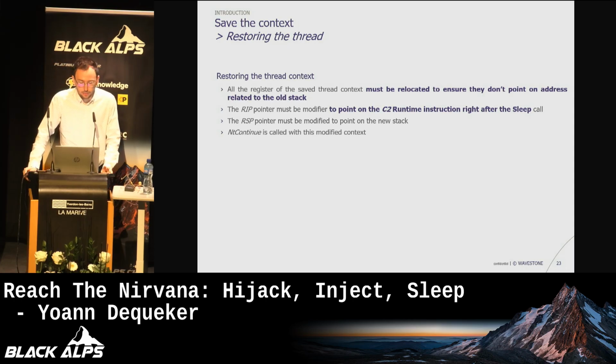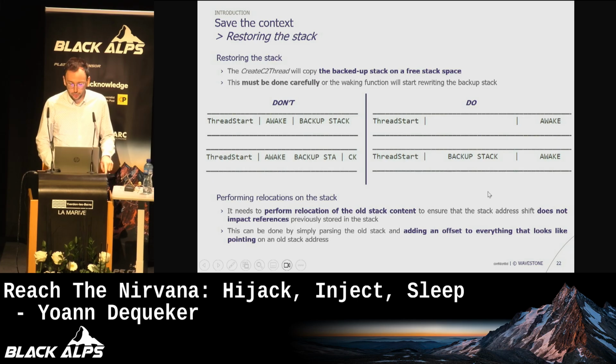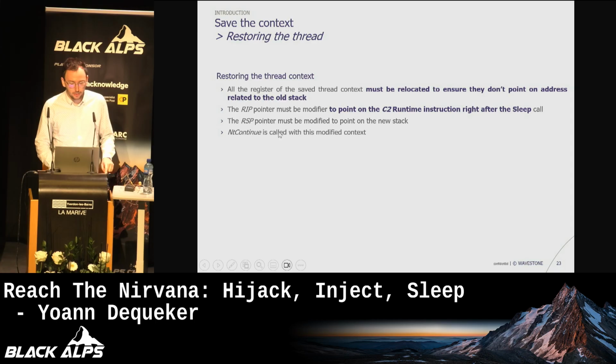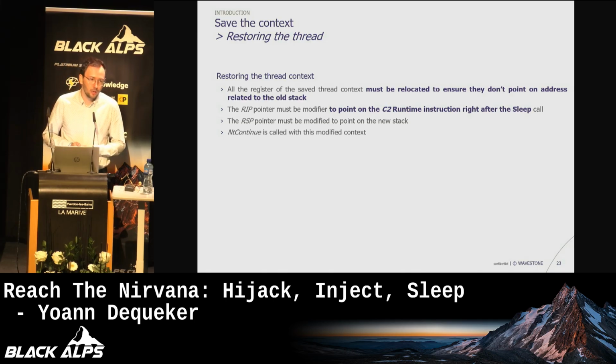The two main pieces of information you have to modify are the RSP pointer, to make it point to your new backup stack address, and the RIP pointer, to make it point to the next address after the sleep in the beacon. If you just modify it to point to the initial address of your beacon, you will restart the execution of your beacon from zero, and you will lose all your information. Once you have modified all this context, you can just call the NtContinue function.